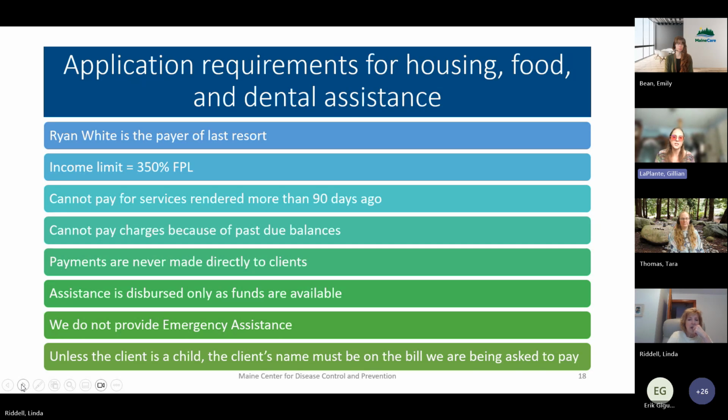This is important. Assistance is dispersed as funds are available. So it's not like every client has a set amount set to themselves. It's just when we have the funds. We do not provide emergency assistance. And unless it's a child, the bill that we're paying for must be under the client's name. The next slide.